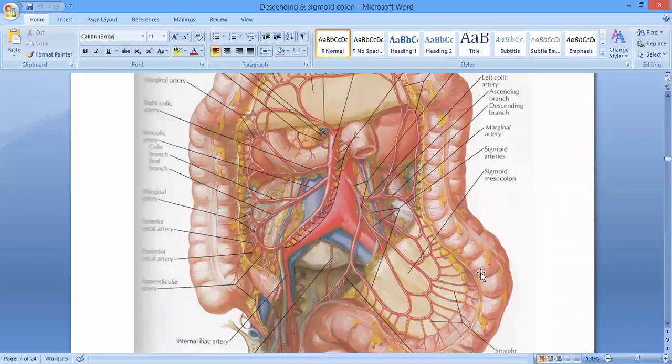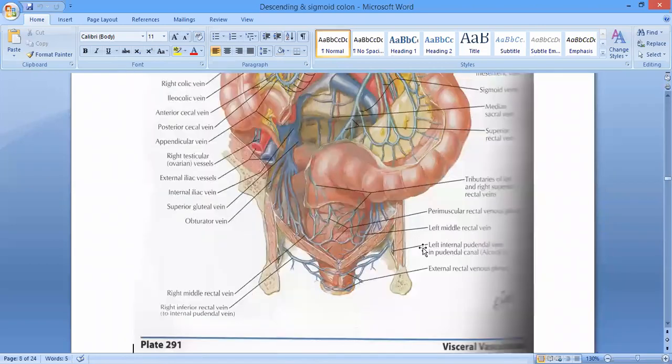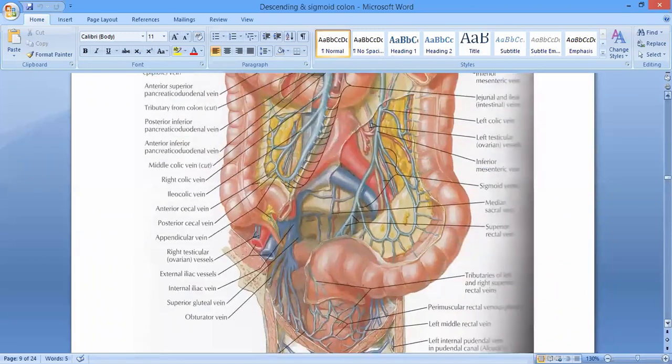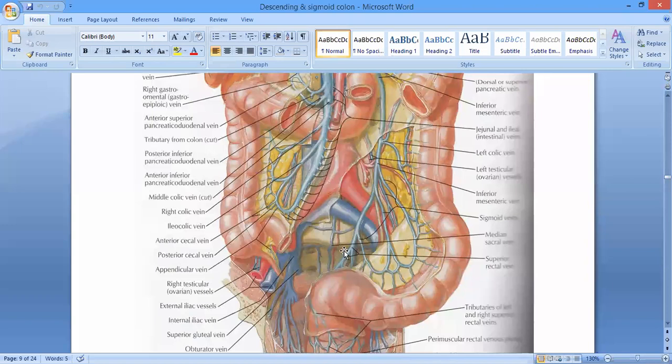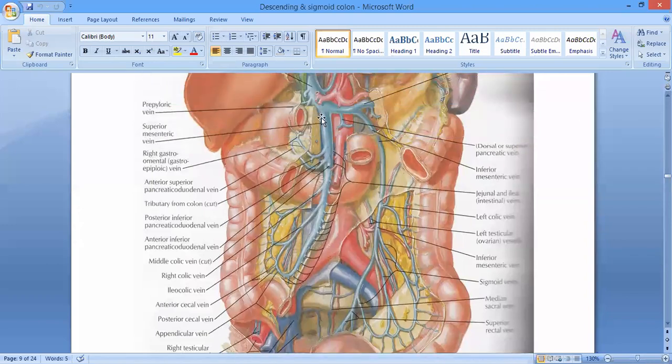Okay, now the vein system, of course, the sigmoid veins, which are going to drain into the inferior mesenteric vein, right? And the inferior mesenteric vein is going to form what, जी? It's a part of the portal circulation. ठीक है जी? Right? So this inferior mesenteric vein is going to open into the splenic vein, which is going to take part in the formation of the portal vein, right?